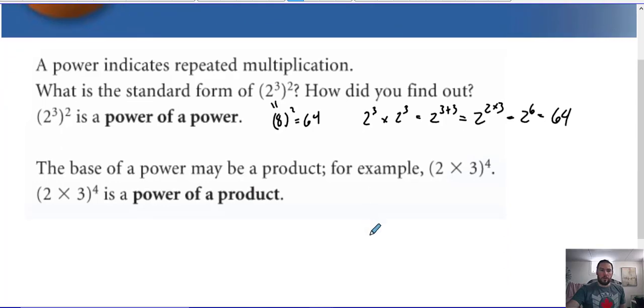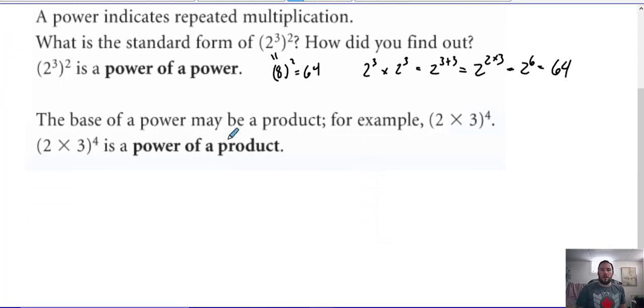The other rule we're talking about is the power of a product. We've looked at the product of powers. If I have something like 2 cubed times 2 to the 4, we know that because they have the same base, we can simply add their exponents. Now instead of looking at a product of powers, we're looking at a power of a product. So, taking a product and putting it to a power.